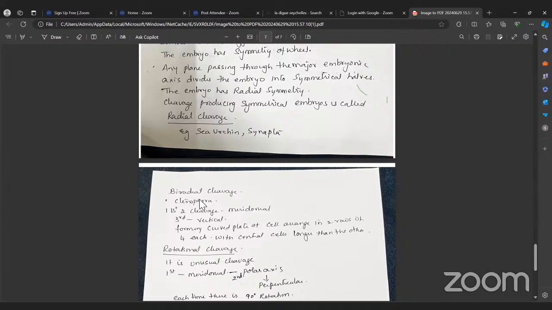Whereas these ctenophorans have the affinities of two different phyla. It is not a connecting link as such, but they have their own unique characteristics, and they also have some similarities with the preceding phyla and the succeeding phyla. So such type of phyla are called minor phyla.